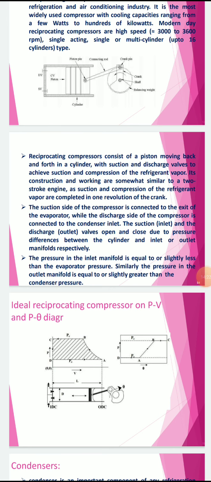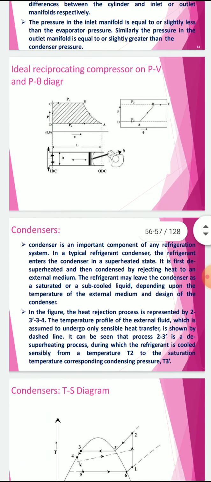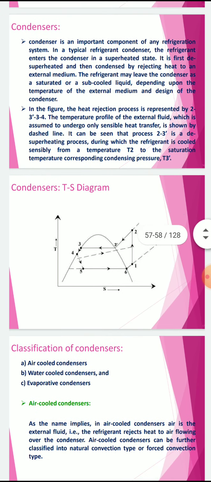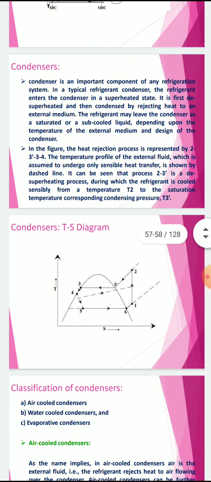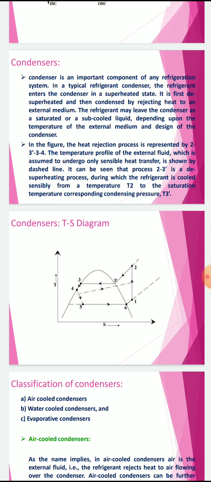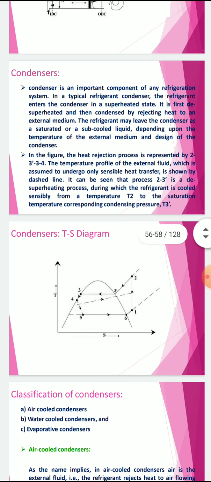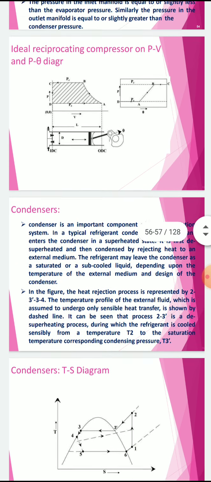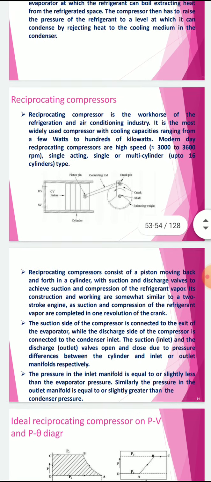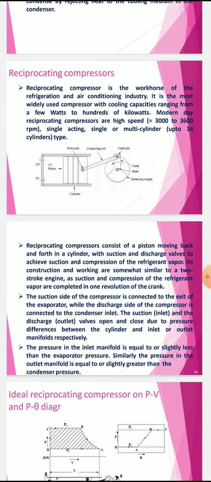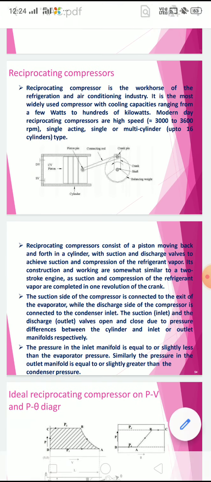Then we have the condenser and its types. Different types are there for condensers. We need to discuss this TS graph. Classification of condensers: we have air cooled, water cooled, and evaporative condensers, and the condensation process. And the process that takes place in compression is preferably an adiabatic compression, isentropic, reversible adiabatic compression.